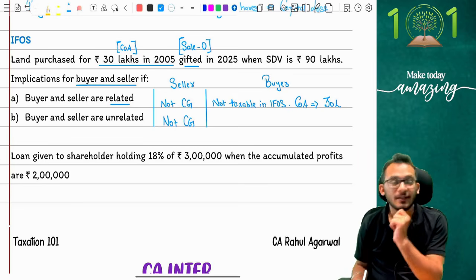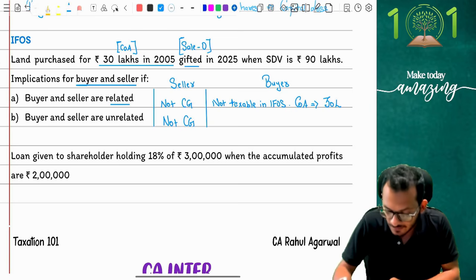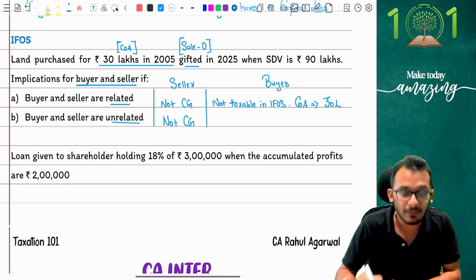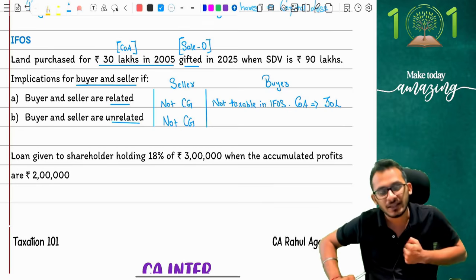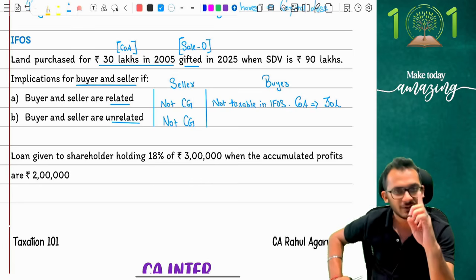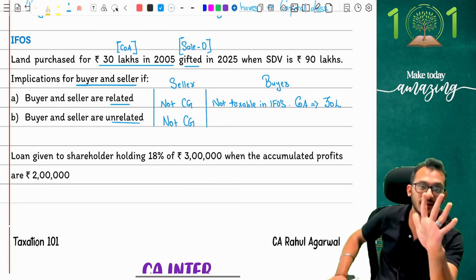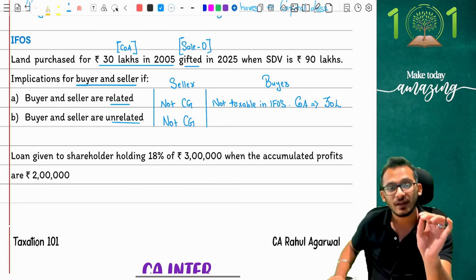Clear, not clear? Very good. Now comes the next part. The next part is where they say the buyer is unrelated. Now, when the buyer is unrelated, the same logic will apply. As the buyer, I am coming and saying I have received a gift. Now, income tax will say 3 conditions. Condition number 1, check for the asset. Yes, land covered. Condition number 2, check for exemptions. Do I have any exemptions?